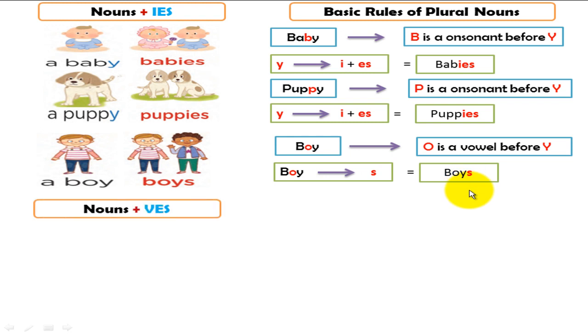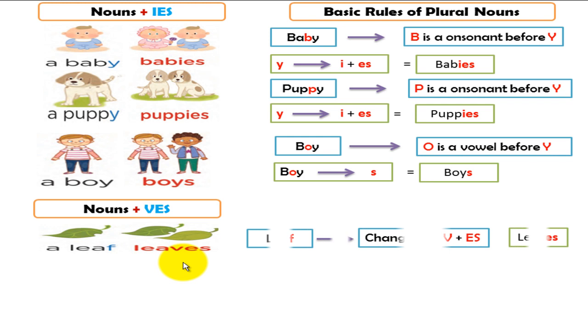There are other plural nouns that are formed by adding VES. For example, a leaf. A leaf is a singular noun. To form the plural, it becomes leaves. The rule: with leaf, it ends with F. So we change F to V, and then we add ES to have the plural, leaves.